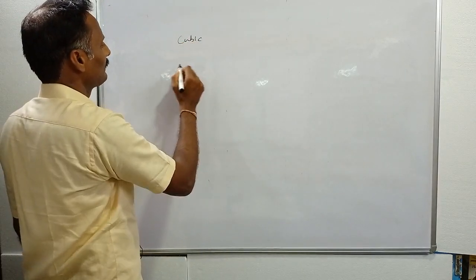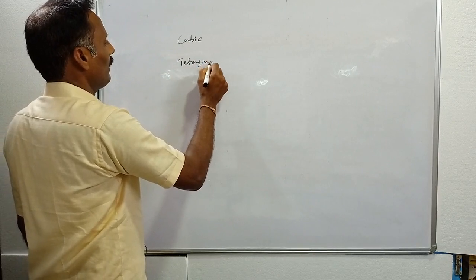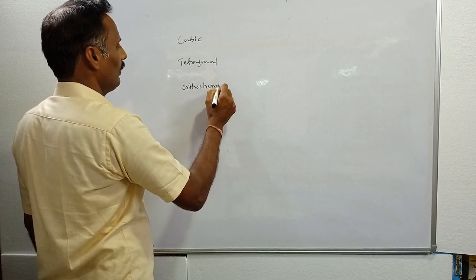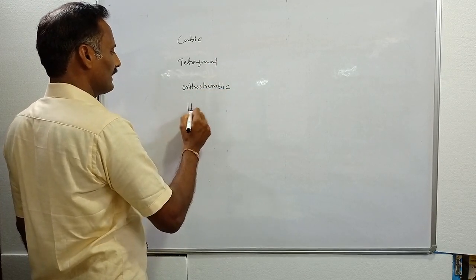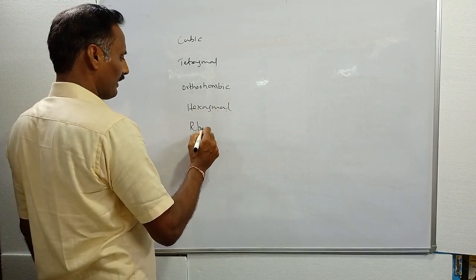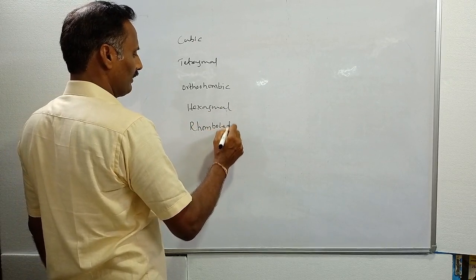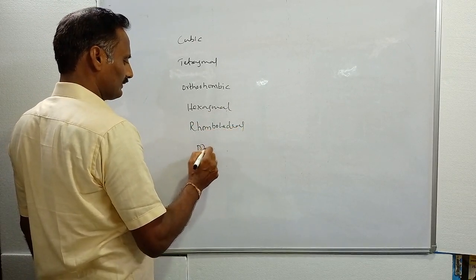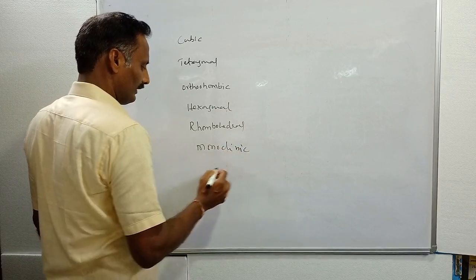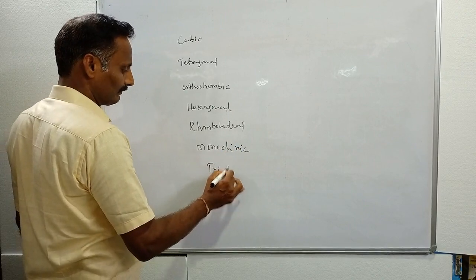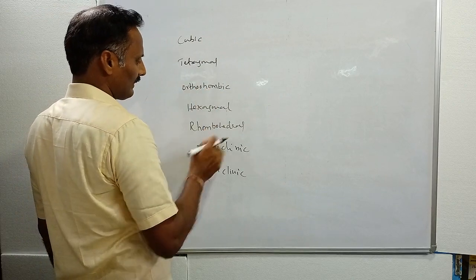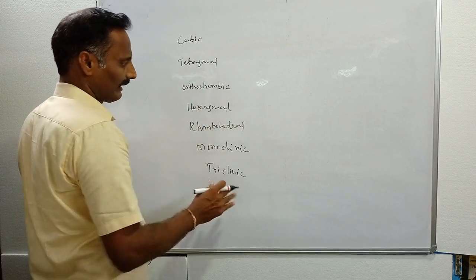One is cubic, another is tetragonal, another is orthorhombic, the next one is hexagonal, another is rhombohedral, another is monoclinic, and the next one is called triclinic. Here: cubic, tetragonal, orthorhombic, hexagonal, rhombohedral, monoclinic, and triclinic.